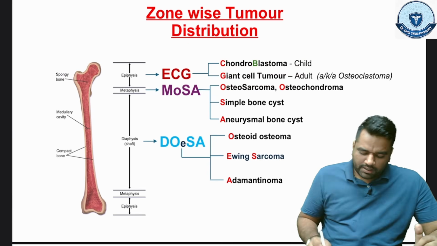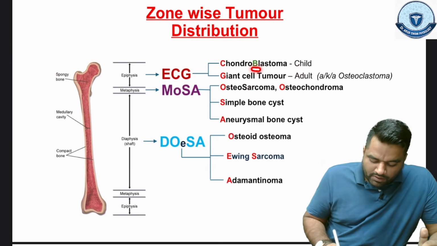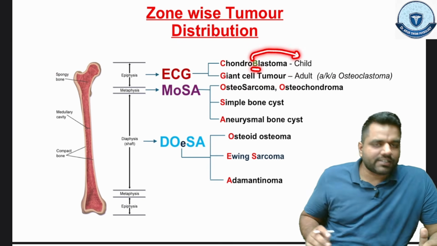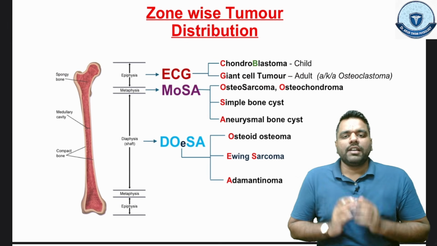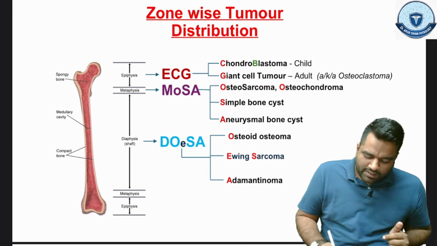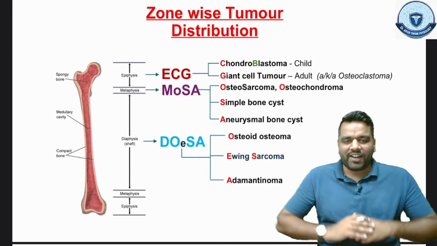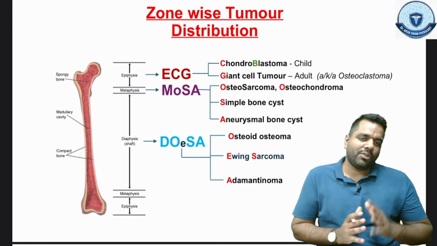How you can remember? You can remember like this. Blastoma means B for बच्चा और ये है child के अंदर, right? So this is the chondroblastoma in child. और adult कैसे होते हैं बेटा? Giant होते हैं, giant, बड़े सारे होते हैं, right? So giant cell tumor in adult.